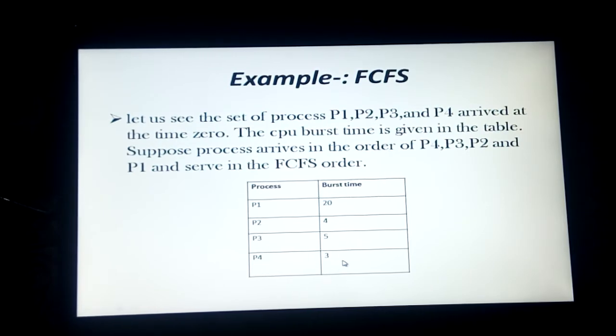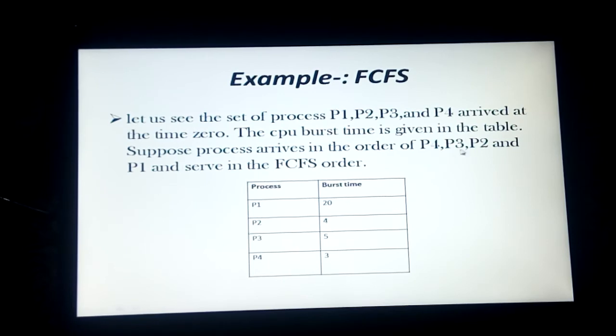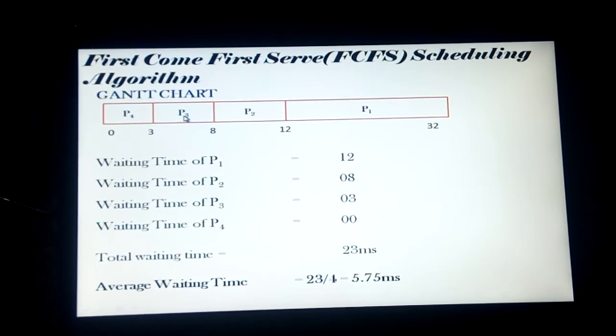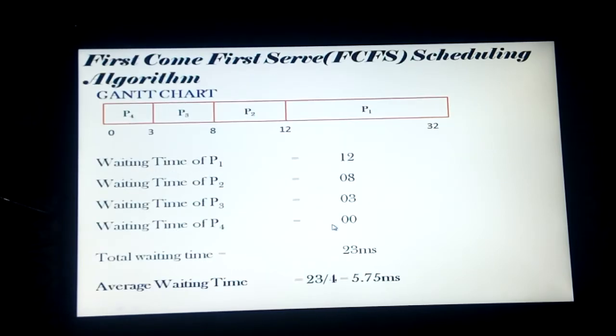So now let us see the Gantt chart. Here the burst time of P4 is 3, meaning the total completion time of P4 is 3. Next is P3. P3 has the burst time of 5 milliseconds, so the total completion time of P3 is 5 plus 3, that is 8. Next is P2. P2 has the 4 millisecond burst time. The total completion time of P2 is 8 plus 4, that is 12.